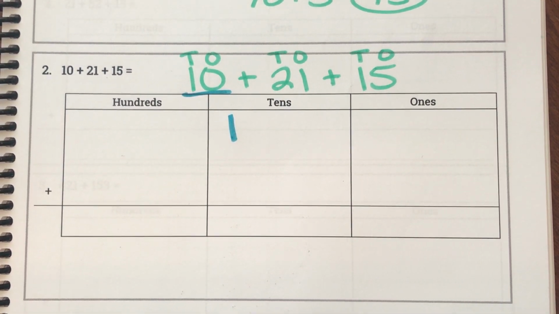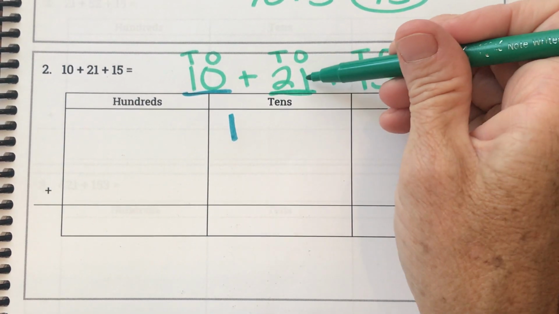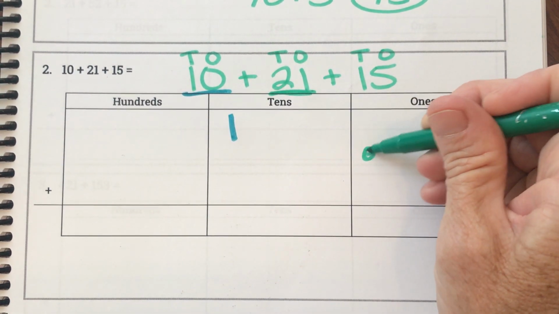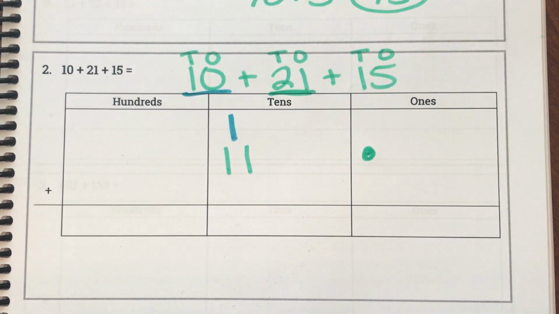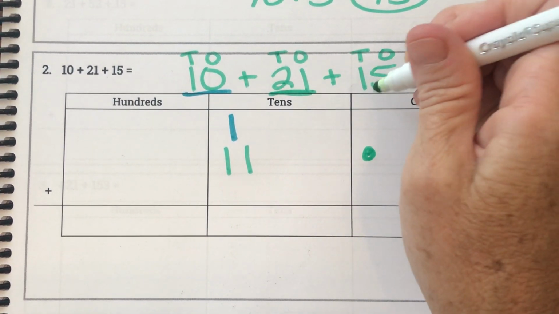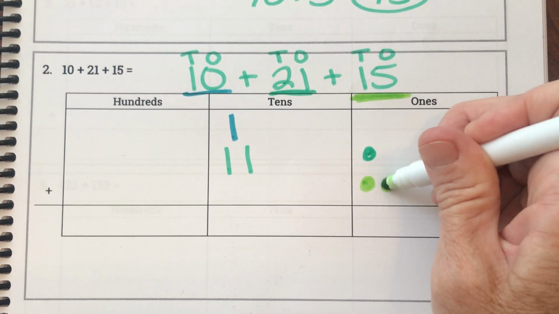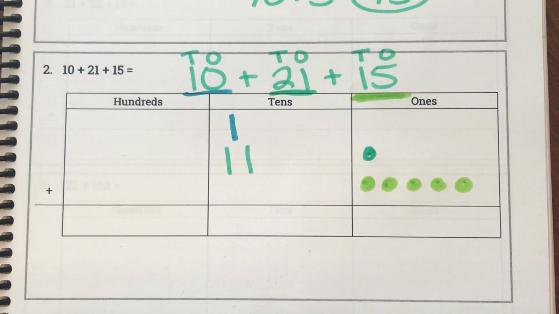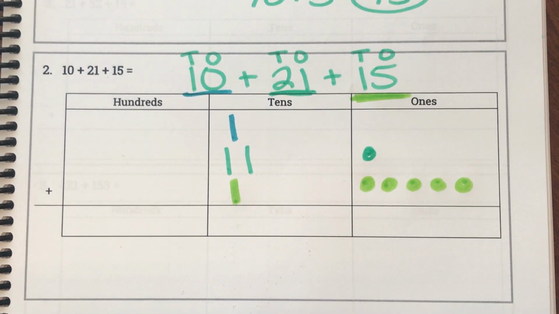Okay, our next add-in is 21. So I'm going to change colors. This time I have 1 1 and I have 2 10s. 1, 2. Okay, our next add-in is 15. So I have 5 ones, 1, 2, 3, 4, 5, and I have 1 10. Okay, so we have now drawn our 3 add-ins and we're ready to add.